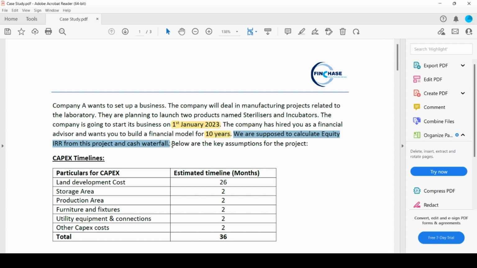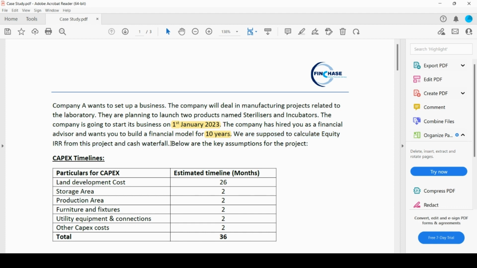Guys, if you don't understand the term cash waterfall, don't worry, I will cover this in this series when I teach it. Apart from that, if you want to read about it before, then you can go to our YouTube, where you can see a video related to cash waterfall, which is recorded by me only, and you can probably take a look at it.